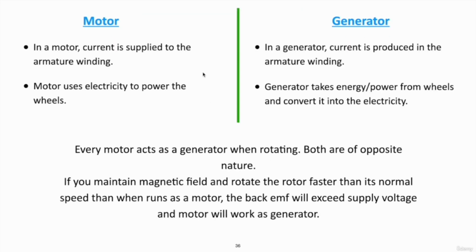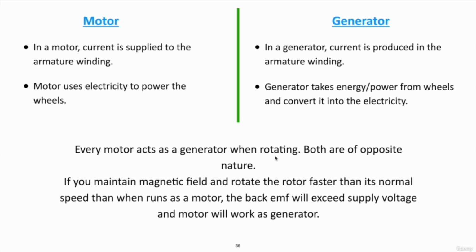In a motor, current is supplied to the armature winding, meaning the motor uses AC current to produce mechanical energy, whereas in a generator current is produced in the armature winding. So we provide mechanical energy and we get current as the output. A motor uses electricity to power the wheels, whereas a generator takes energy from the wheels and converts it into electricity. As I said before, the generator is used to recharge our HV battery.